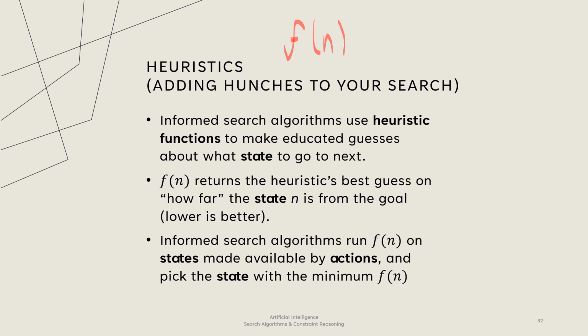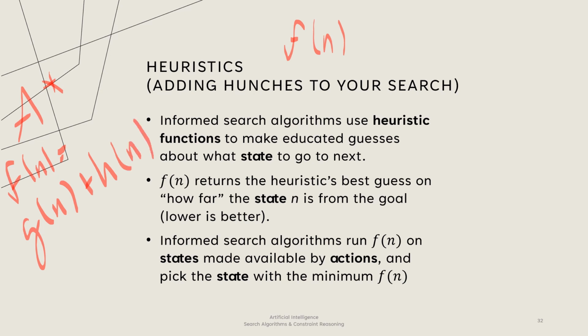Now, what f of n is actually composed of depends on your algorithm. So for instance, in A star, f of n equals g of n plus h of n, where g of n is the distance of the path so far, and h of n is the heuristics guess on how good this next node is going to be, whether you should go to it. So we are trying to minimize f of n. So in the vast majority of implementations, minimizing our heuristic value is the best option.